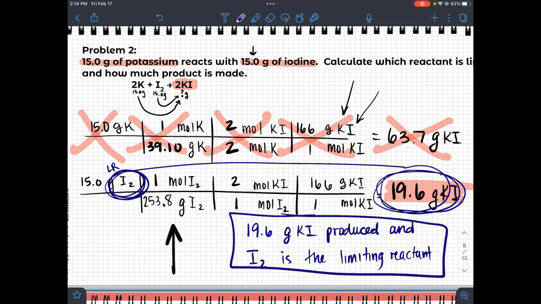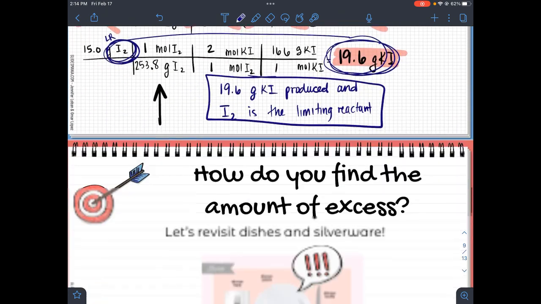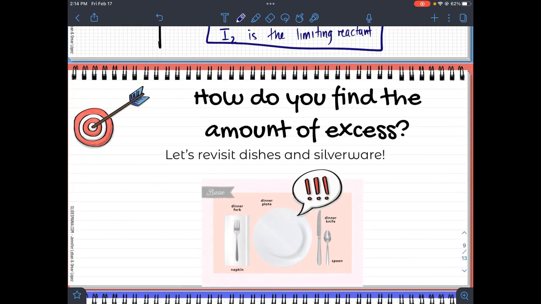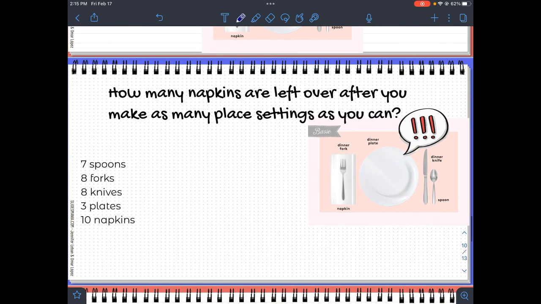All right, y'all, let's talk about one more topic. Let's talk about how you find the amount of excess left over. So let's revisit the dishes and silverware. How many napkins would be left over after you make as many place settings as you can? Well, napkins, I have 10 available. So I'm going to write 10 napkins available.